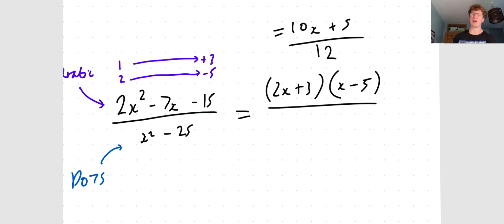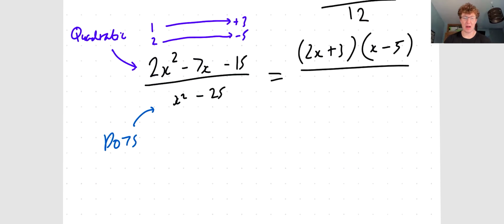And if you're ever in doubt of whether you factorize something correctly, you can multiply it out in your head. So like 2x times x is 2x squared. 2x times -5 is -10x. Then we have a +3x here, which is going to give us -7x. And +3 times -5 is going to give us -15, as we expected.